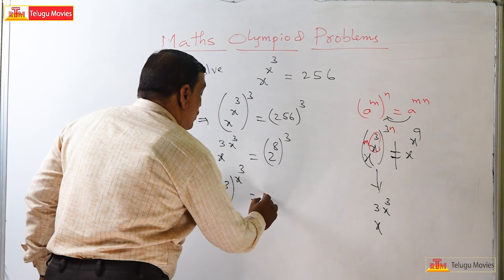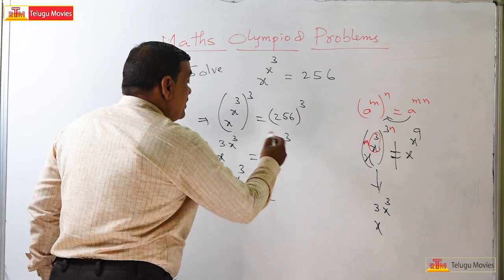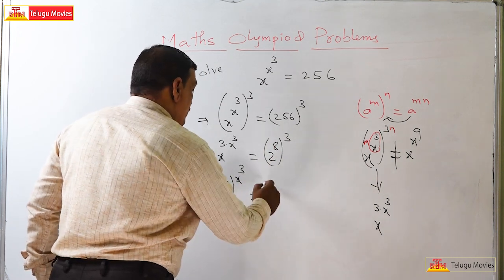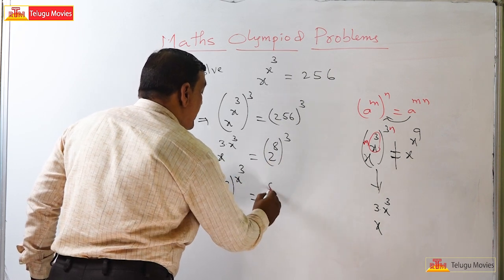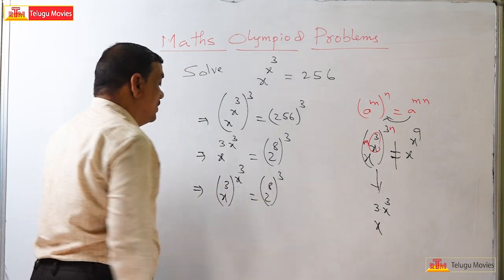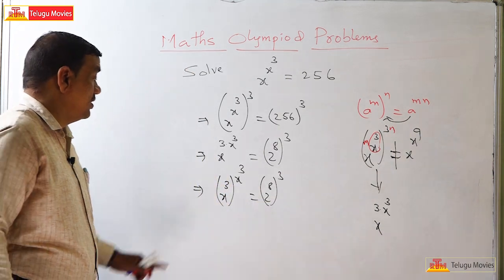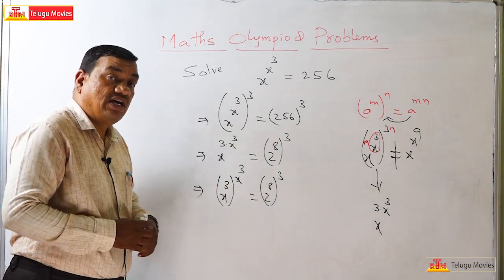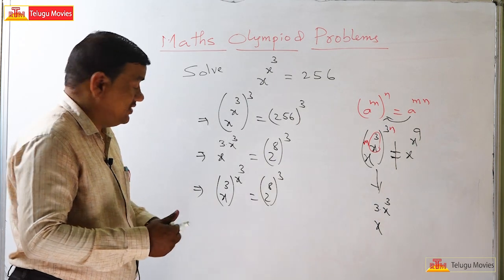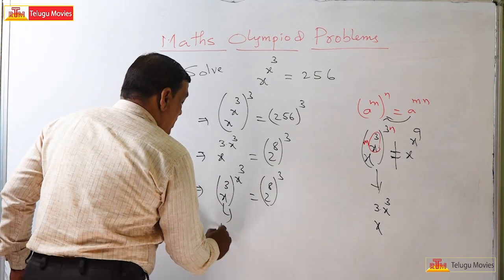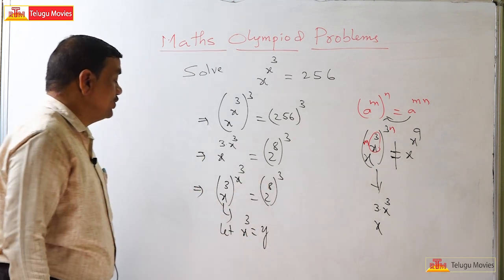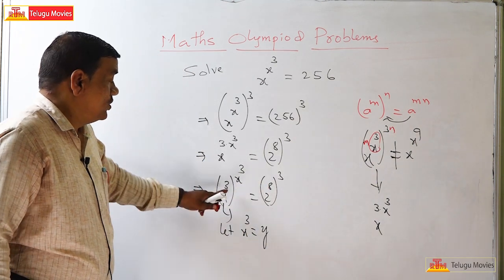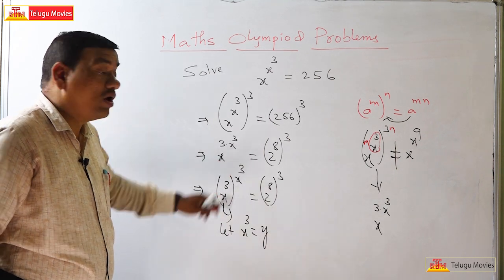So this is equal to 2 power 8 into 3. Let us put it 8 into 3, otherwise you put it like this, no problem. 2 power 8 whole cube. Okay now, let us, for our convenience, take x cube is equal to y. X cube is equal to y. So y whole to the power of y.